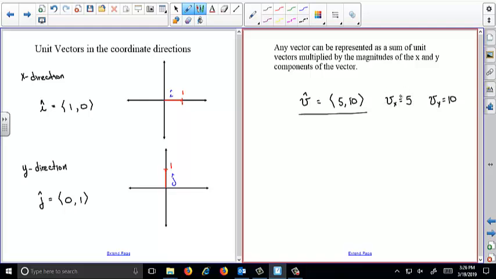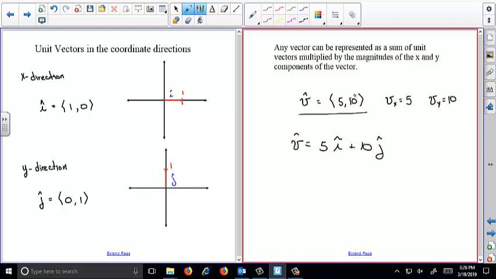Now this x component is not a vector, it's a scalar, just a number. It doesn't have a direction. The same with v sub y, which is 10. To make it into a vector type arrangement, you take v sub x and multiply by the unit vector in the x direction, and then you take the y component and multiply by the j unit vector in the y direction. And so this is another way of representing this vector.